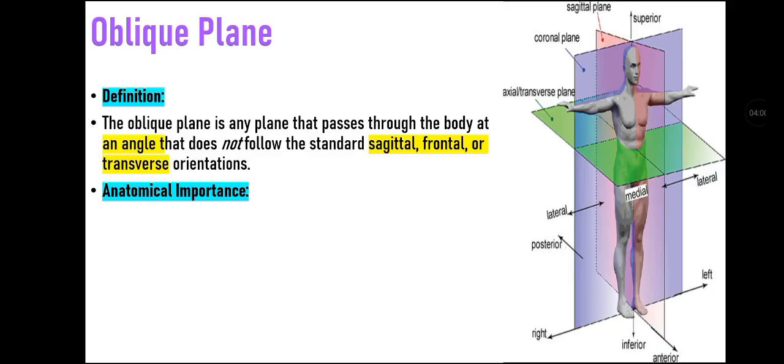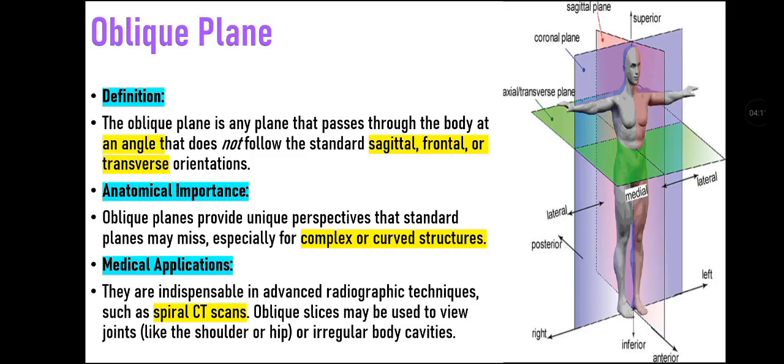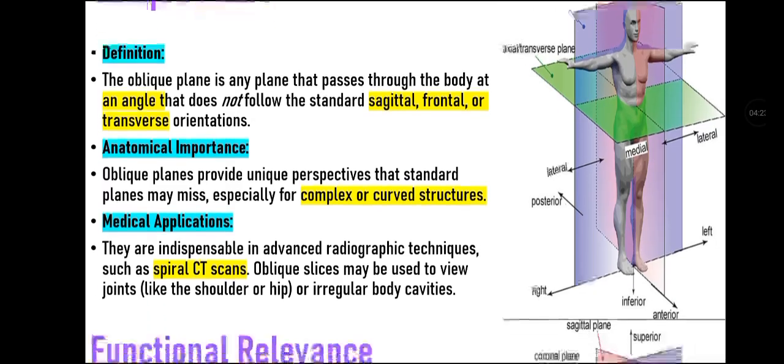Talking about its anatomical importance, the oblique plane provides a unique perspective that standard planes may miss, especially for complex or curved structures. Talking about medical application, they are indispensable in advanced radiographic techniques such as spiral CT scans. Oblique slices may be used to view joints like the shoulder or hip joint or irregular body cavities.